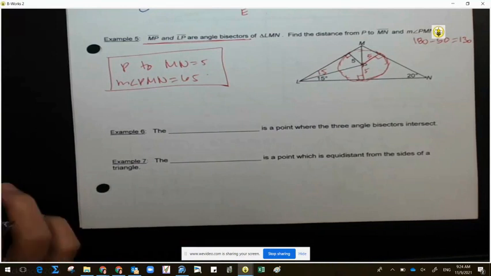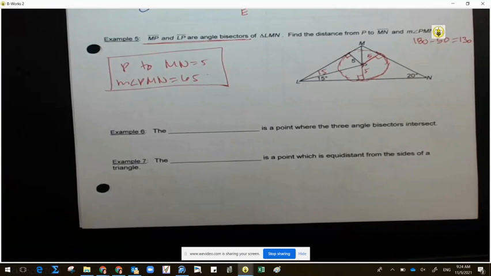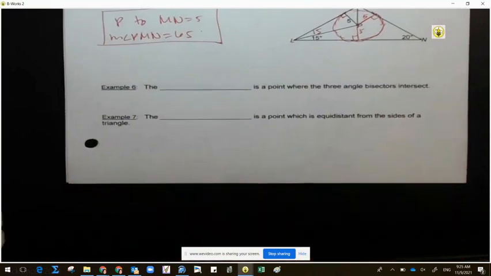Wait, so since this is an obtuse triangle, wouldn't the incenter be outside? That's for the circumcenter. Only the circumcenter. All right.